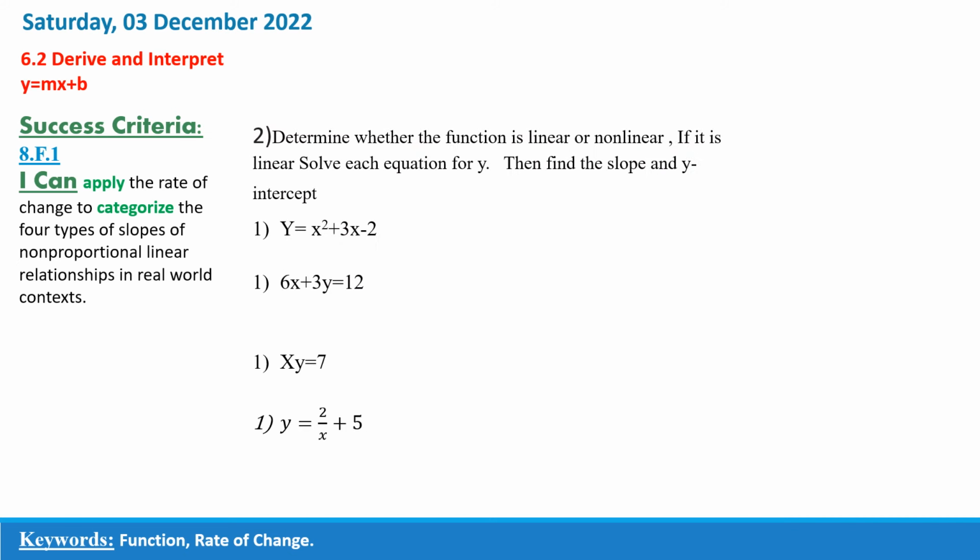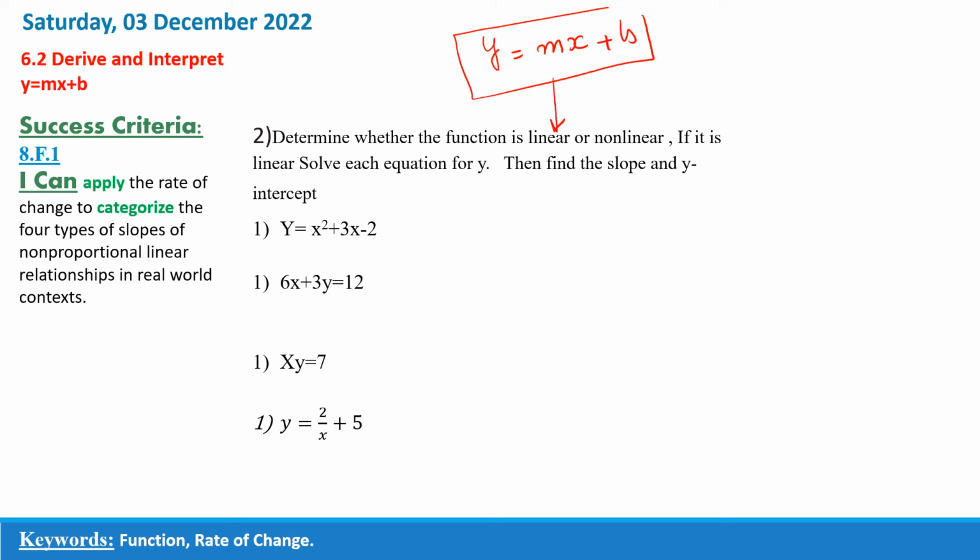Now a question: determine whether the function is linear or non-linear. If it is linear, show it, meaning solve the question for y, then find the slope and y-intercept. Now look at this. Any equation which is the equation of a line, that is mx plus b, if it resembles this equation, is said to be a linear equation.